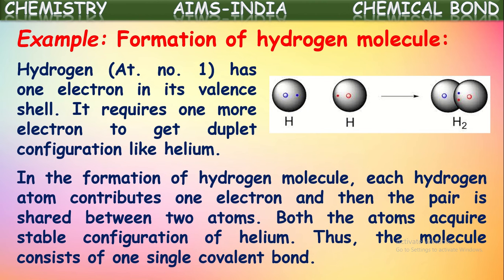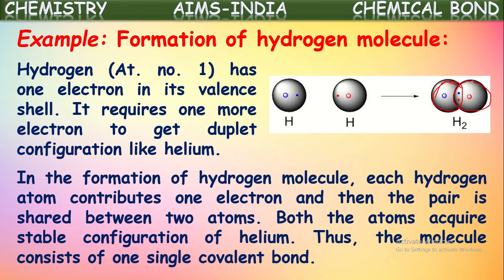So in the formation of hydrogen molecule, each hydrogen atom contributes one electron and then the pair is shared between two atoms. When these two hydrogen atoms approach each other, each hydrogen atom contributes one electron. Then how many do they become? Two electrons. Then this pair of electrons is shared by both the atoms. Now if you see this hydrogen atom, it has two electrons by sharing. If we see this hydrogen atom, it also has two electrons by sharing. In that way, both the hydrogen atoms acquire the stable configuration of helium.